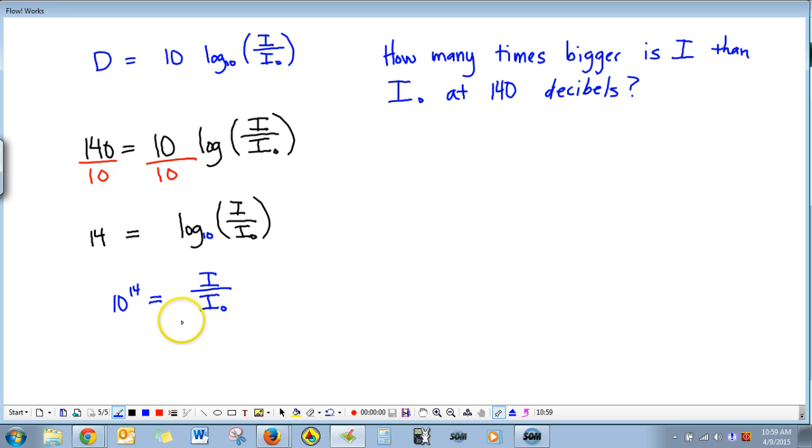And then if we were to multiply both sides by I0, we would get I naught times 10 to the 14th power equals I, which means that I is 10 to the 14th times bigger than I naught. So the answer to this one is 10 to the 14th.